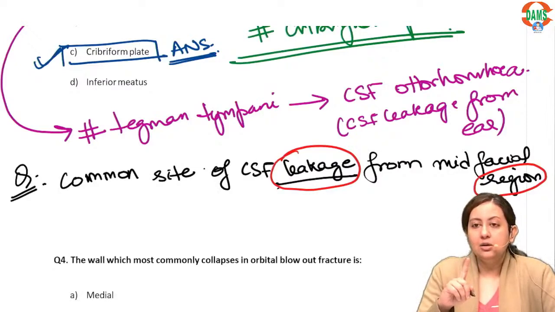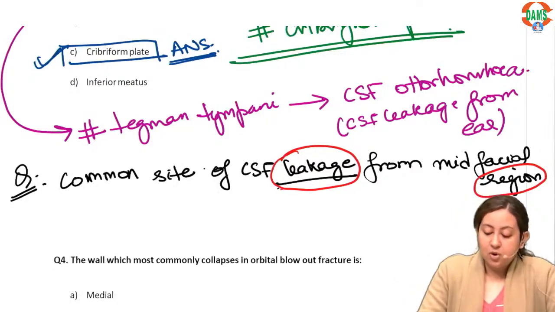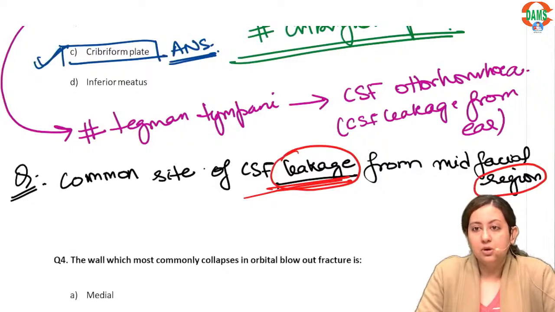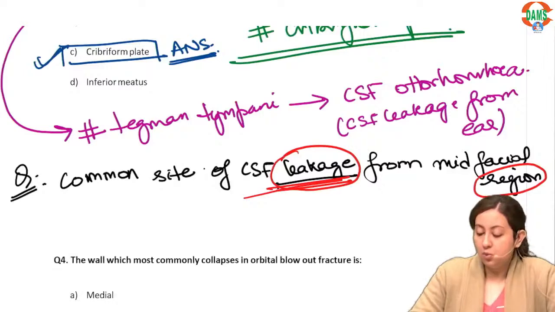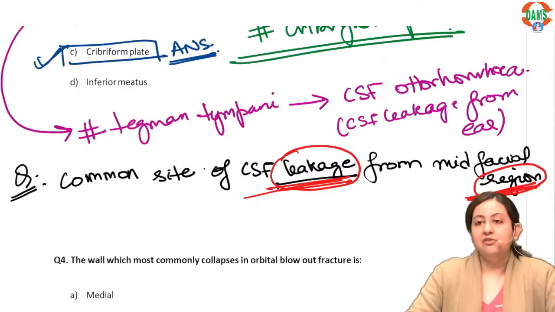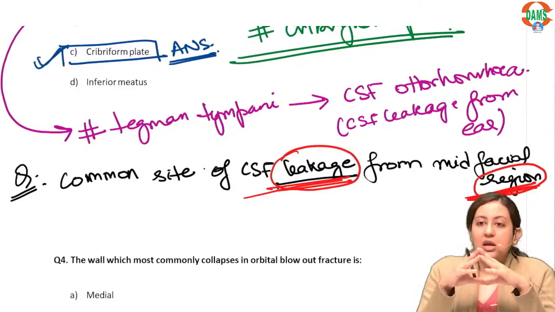If you look at it in the first go, you will feel the answer to this is cribriform plate, because being in a hurry or not trying to read and understand your question, everyone will end up marking cribriform plate as an answer, which is incorrect. They have not mentioned where the leakage is from. It can be CSF rhinorrhea, it can be CSF otorrhea. What they have mentioned is from mid facial region.